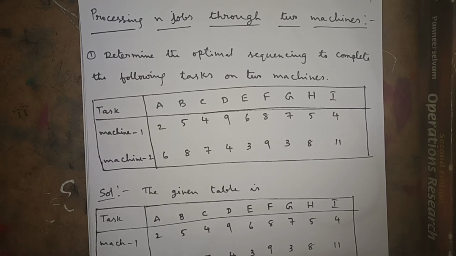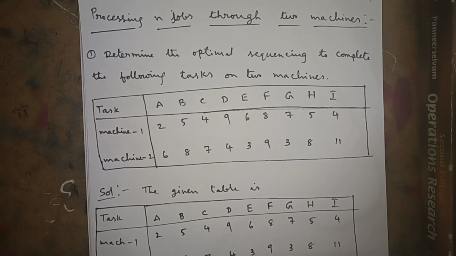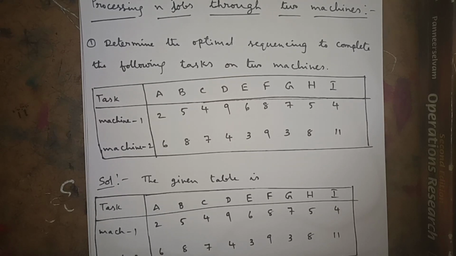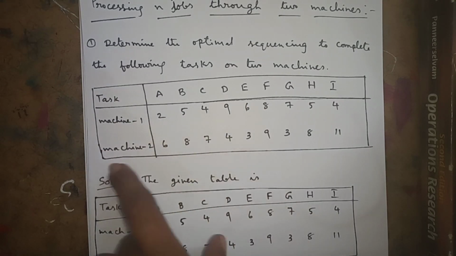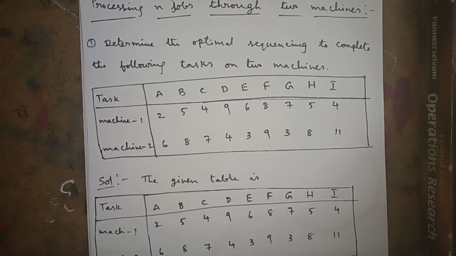Now, to do this problem, they will give you one problem like this. Determine the optimal sequencing to complete the following tasks on two machines. Tasks A, B, C, D, F, G, H, I. 9 tasks are there. Machine 1, the processing time is like this. Machine 2, the processing time is given like this.